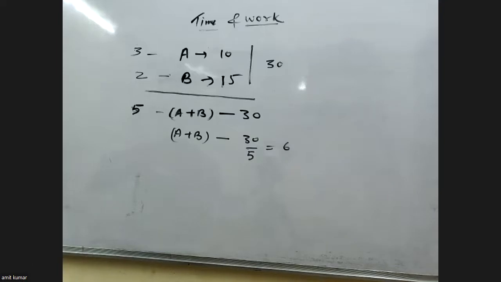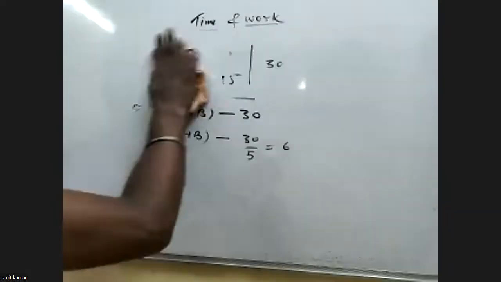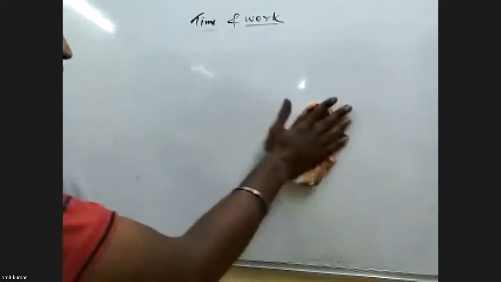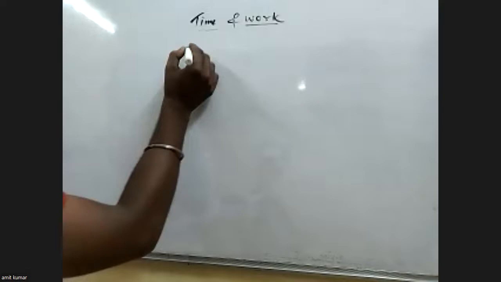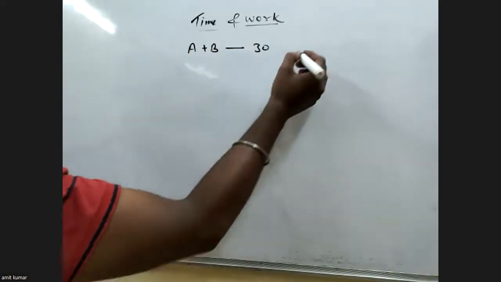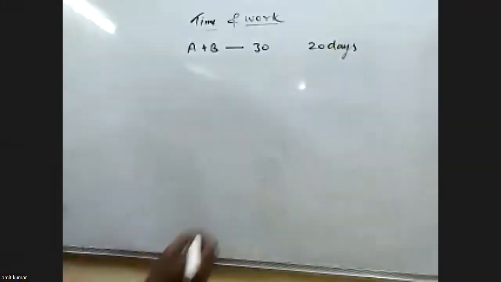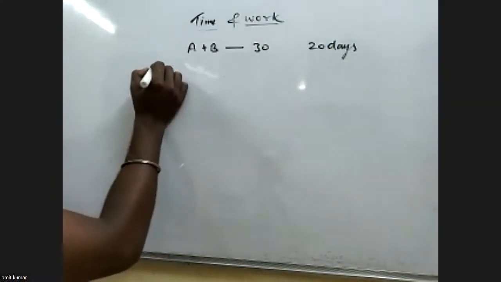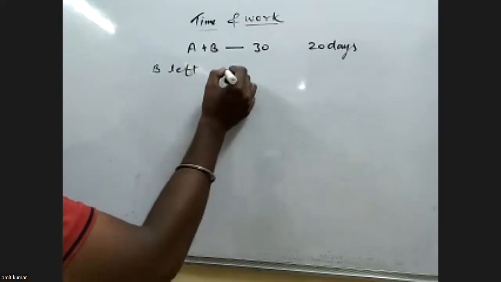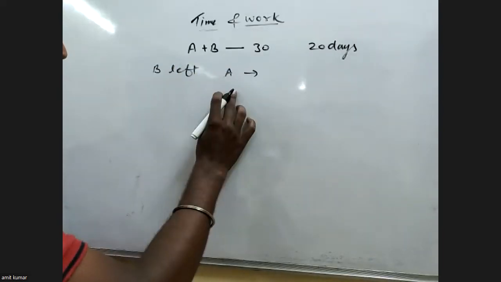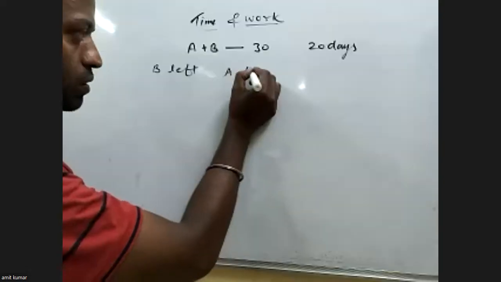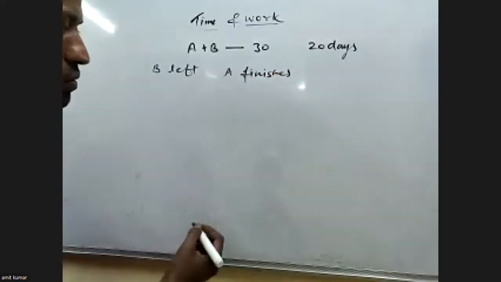If anybody has question number 5? Yes sir. A and B can together finish the work in 30 days. They work together for 20 days and then B left. After another 20 days, A finished the remaining work. In how many days? A finishes the remaining work in 30 days.